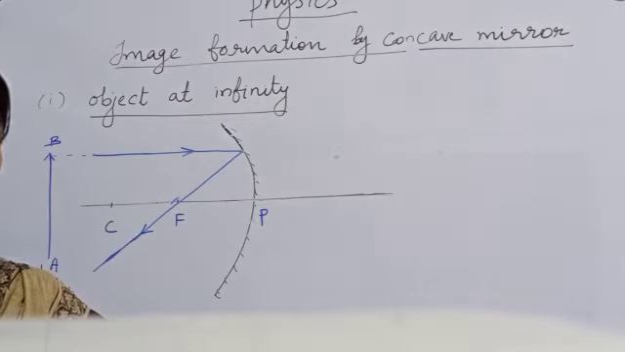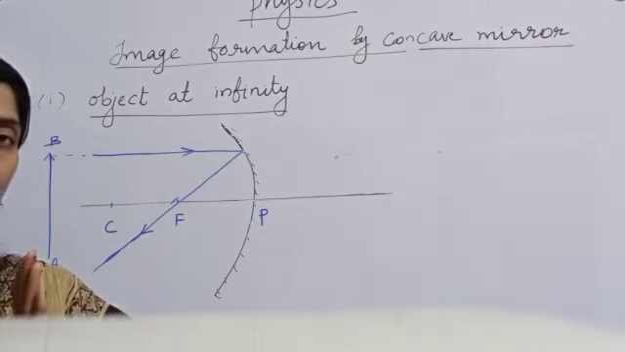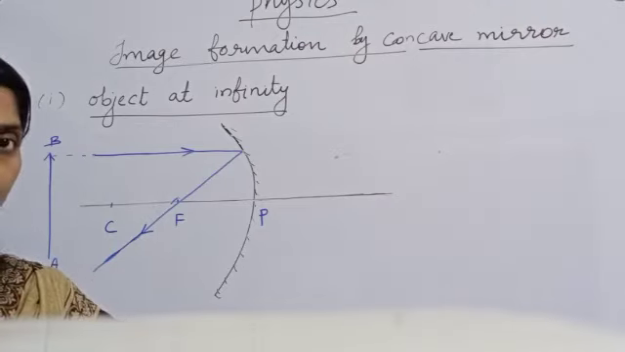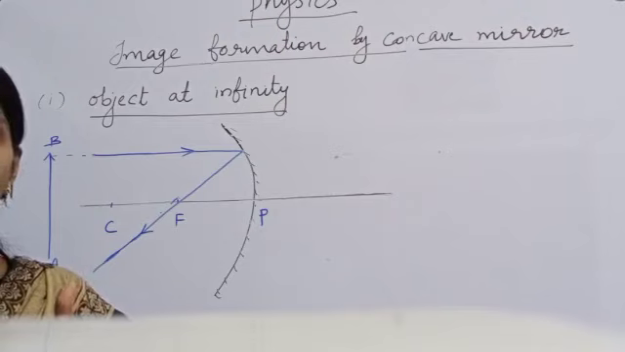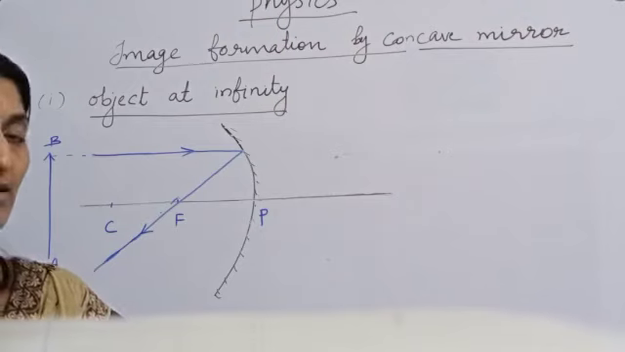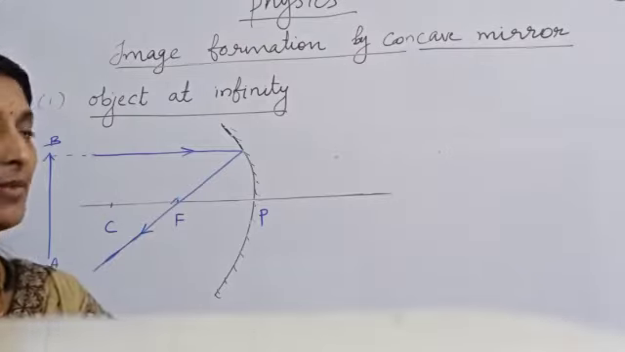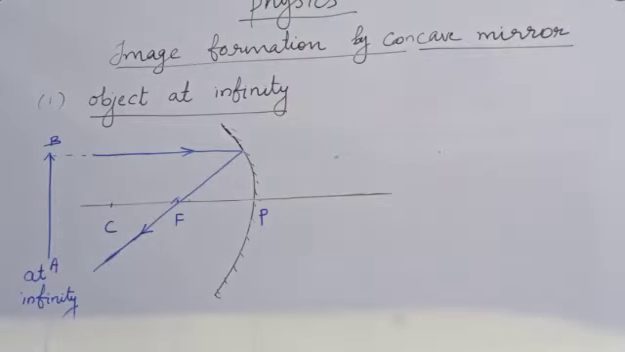And the fourth one is, if the incident ray is coming towards P, after reflection it will make an angle with the principal axis. It will reflect below the principal axis. Those were the 4 rules. Out of that, any 2 rules we can use to find out the position of the image formed by concave mirrors. So let us see. First one, object at infinity.